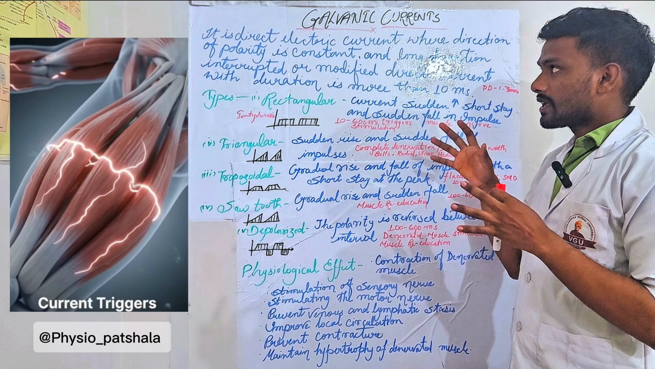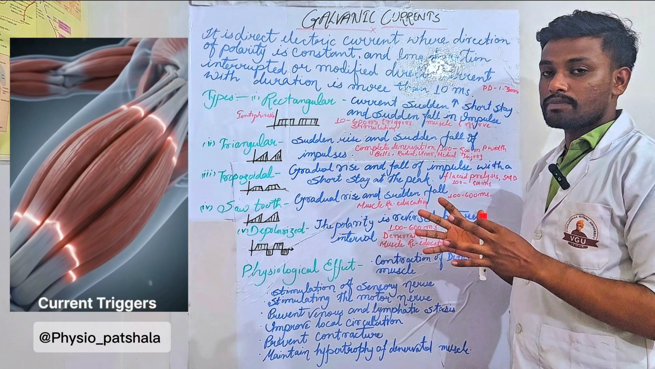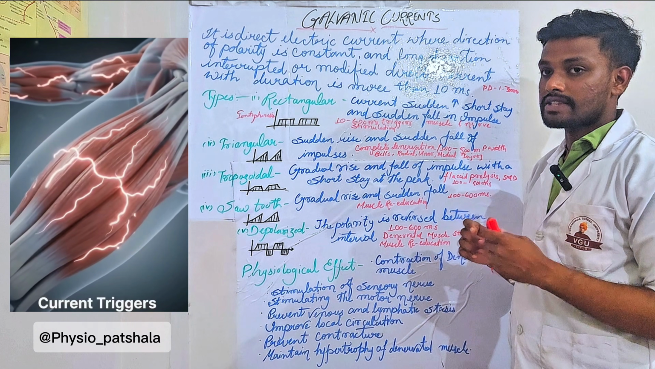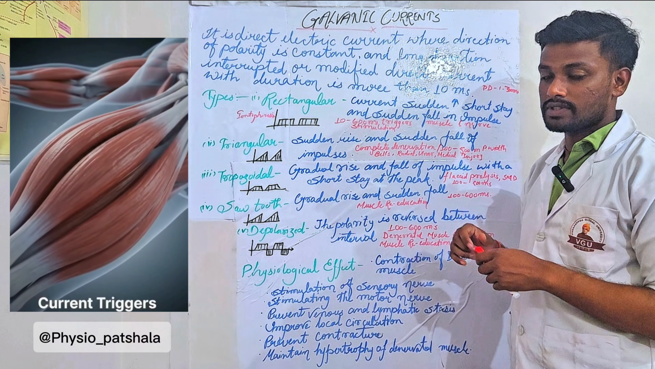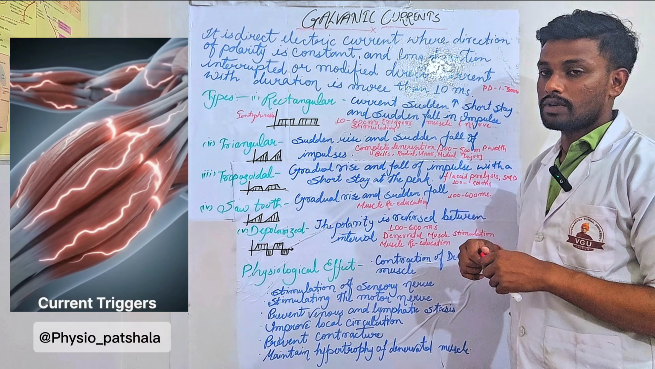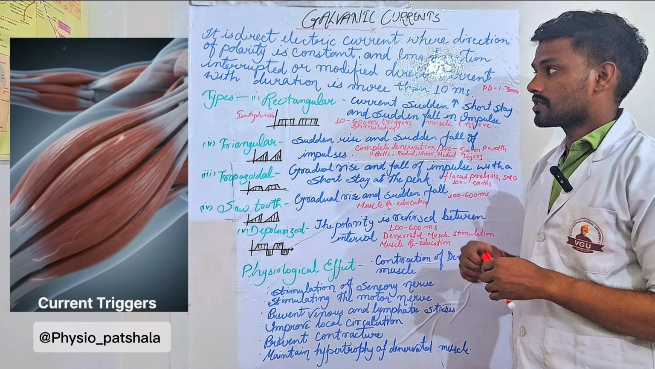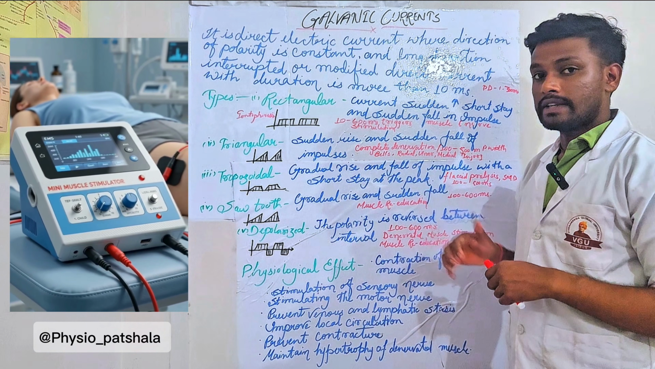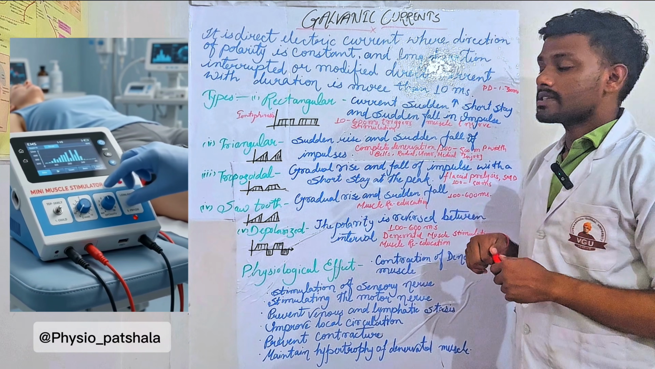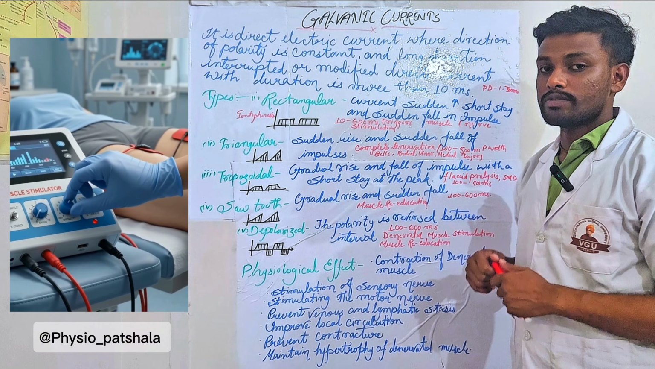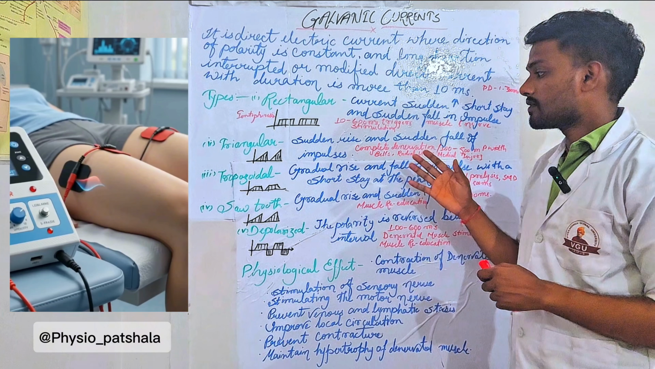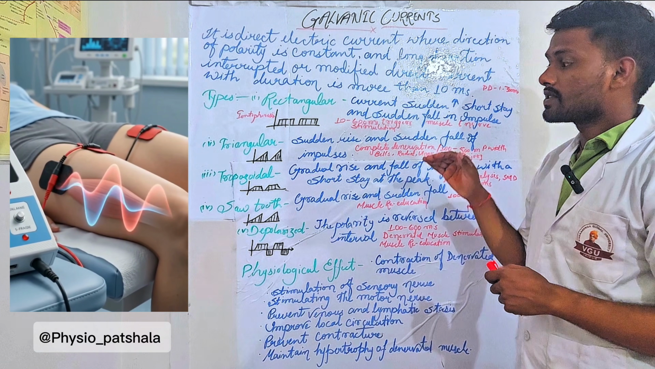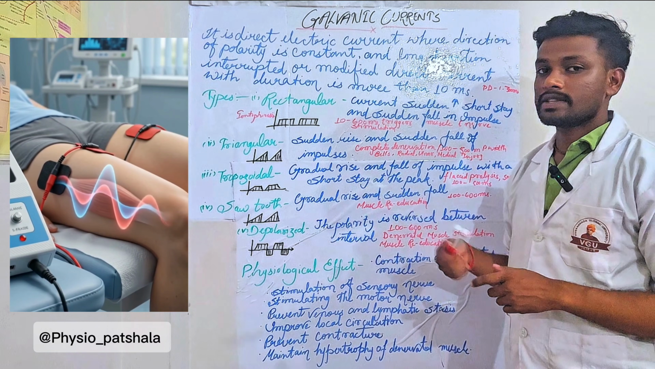So galvanic current is basically used for muscle re-education and for the transfer of ions, iontophoresis, where the current flows continuously into the galvanic muscle stimulator. It is modified because there is a variety of types inside the muscle stimulator machine, and it is interrupted because it sends the stimulating signals, which are impulses of different waveforms. So let's discuss the types.